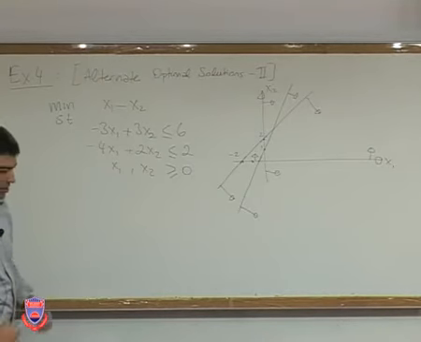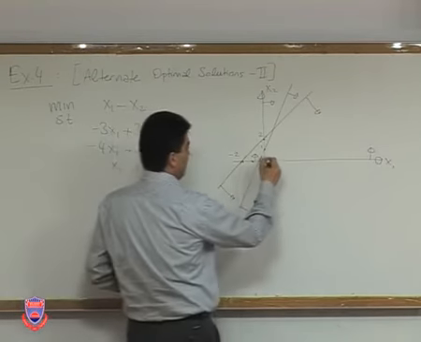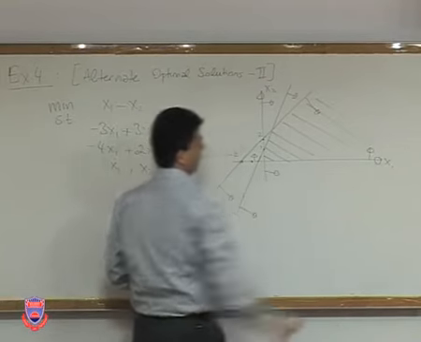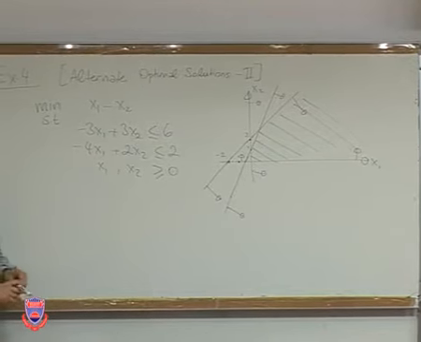So what's the feasible region? I'm going to look at the intersection of all these 4 half spaces. If you do that, it's not too hard to see that this will be our feasible region. So in that case, our feasible region is unbounded in some sense.